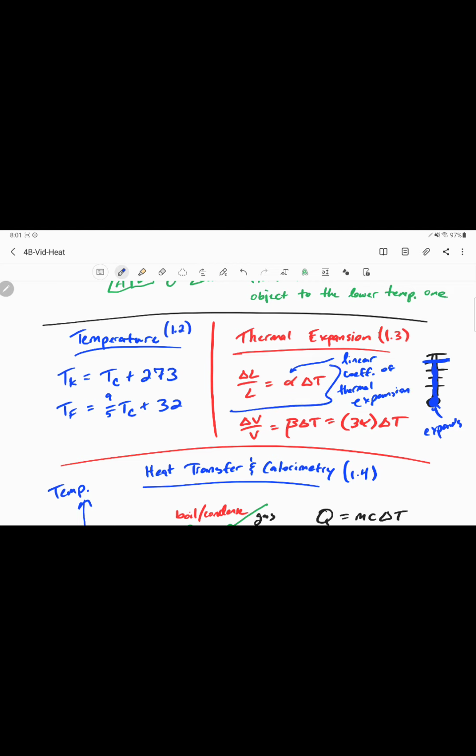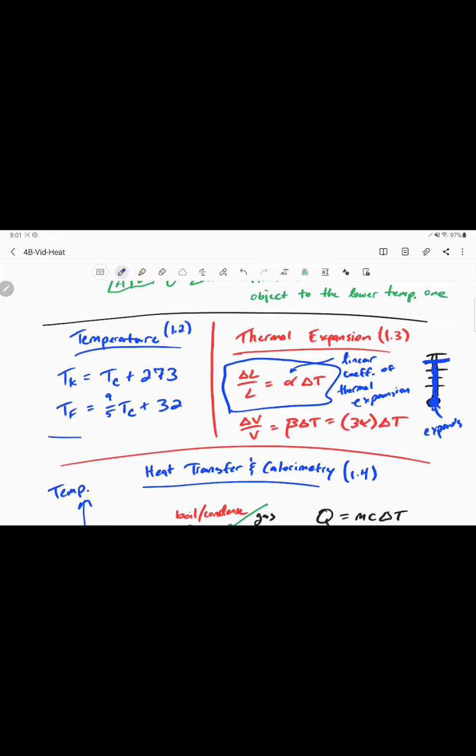Taking a look at this equation, I want you to look at the dimensions of both sides. The left has 0 units, 0 dimensions, a length over a length. There are no units on the left, so there are no units on the right. That means this coefficient, a different constant for different materials, so copper will have its own constant, nickel will have its own constant, has units of 1 over Kelvin.